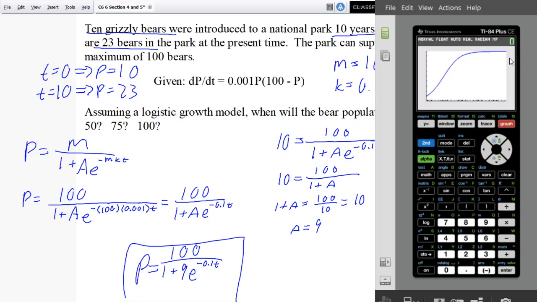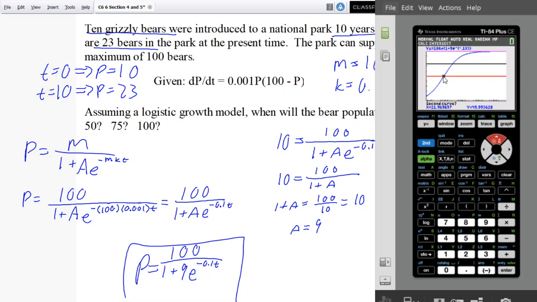Now, when we see this, we want to find out, when will the bear population equal 50, 75, or 100. Easiest way to do that, graph 50, 75, 100. And when we graph those, where's the function going to equal 50? Right here. Find that, second trace, intersect, blue, red, enter. There we go. Almost 22 years there.